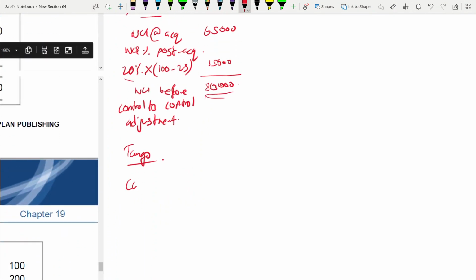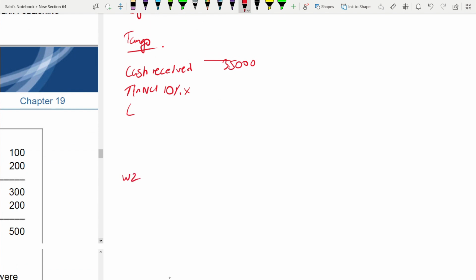Cash received. How much? 35,000. You've sold it for 35,000. Increase in NCI. How much? 10%. Here that fraction does not come the way it does in the decrease in NCI. It's only 10%, that means you sold 10%. So the change is 10% into, remember, you have to add your net asset and goodwill. Your net asset and goodwill you have to calculate this time because they are not there. So for that we need separate workings. Working 2 and working 3. So we'll do that. Working 2, net asset.